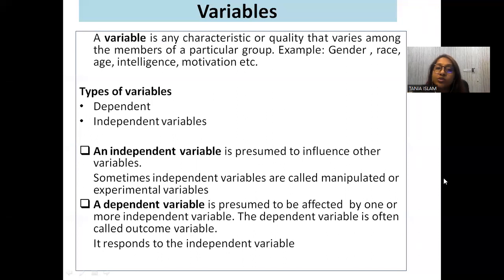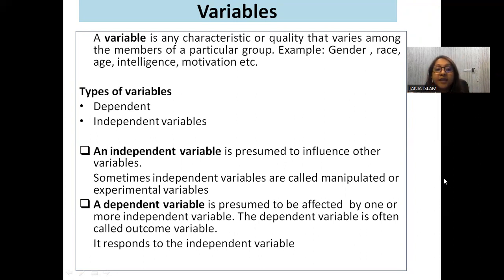After the data, you need to know what is a variable. A variable is any characteristic or quality that varies among the members of a particular group. Like gender, race, age, intelligence, anything. Those are the variables. We name it. The name of that group of particular people or particular thing or particular activity, that is the variable. And the information we put for a single person, that one is data.